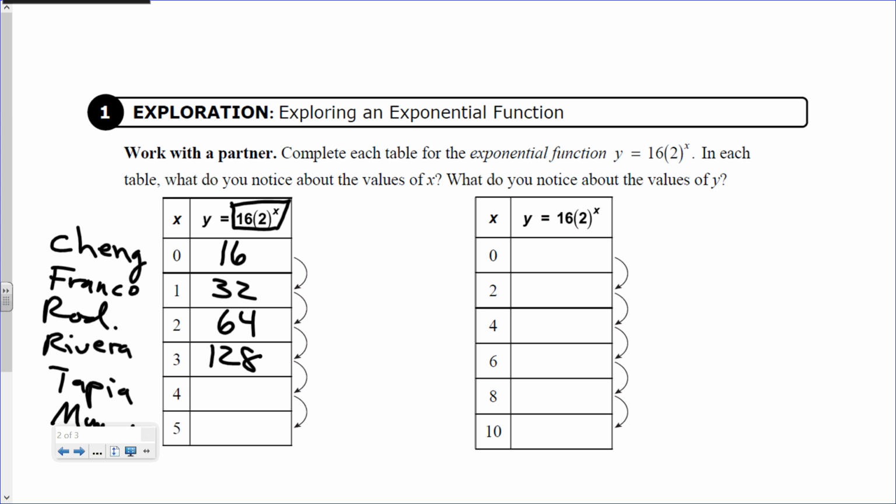You're able to do it? It's okay. Can anybody help Tapia? When x is 4? 134, close. 256.